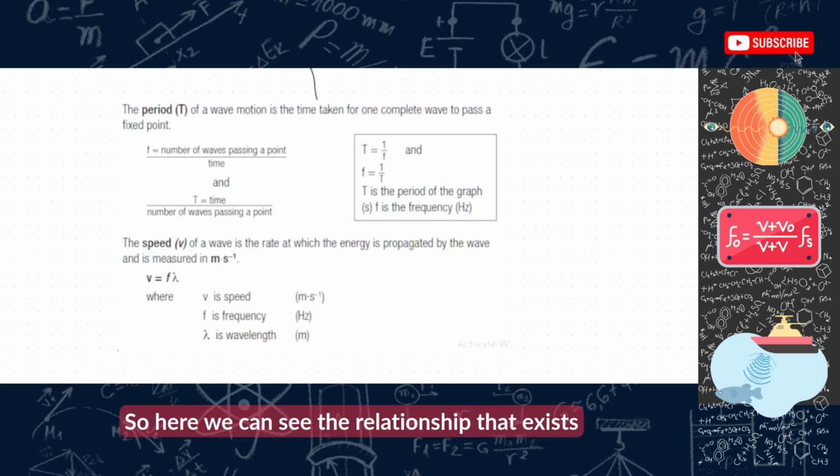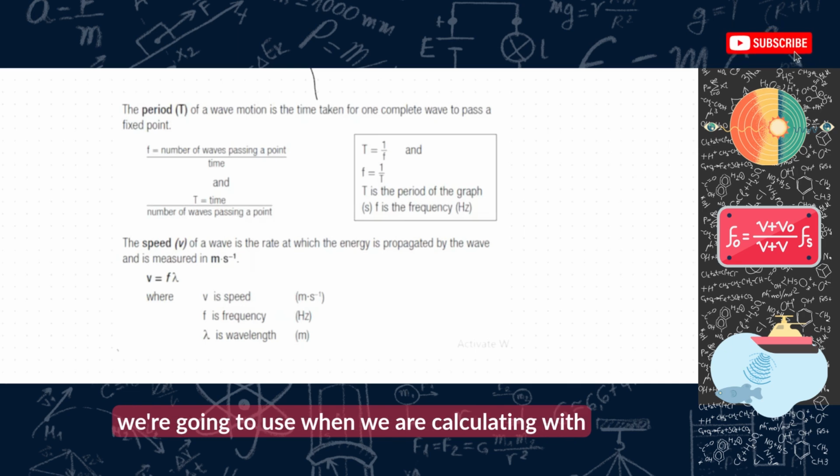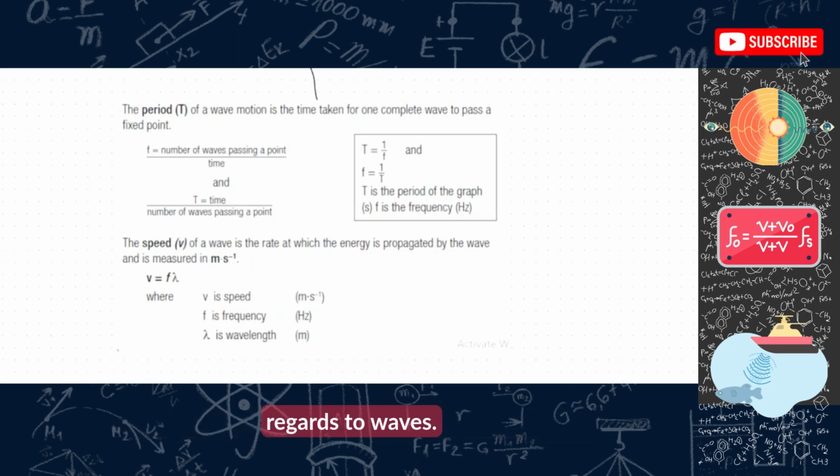So here we can see the relationship that exists between the period and the frequency. We see that the period is equal to 1 over the frequency, and that the frequency is equal to 1 over the period. We also have an equation to calculate the speed of a wave by multiplying the frequency with lambda. Lambda here is the wavelength. Please note that these are the units that we're going to use when we are calculating with regards to waves.